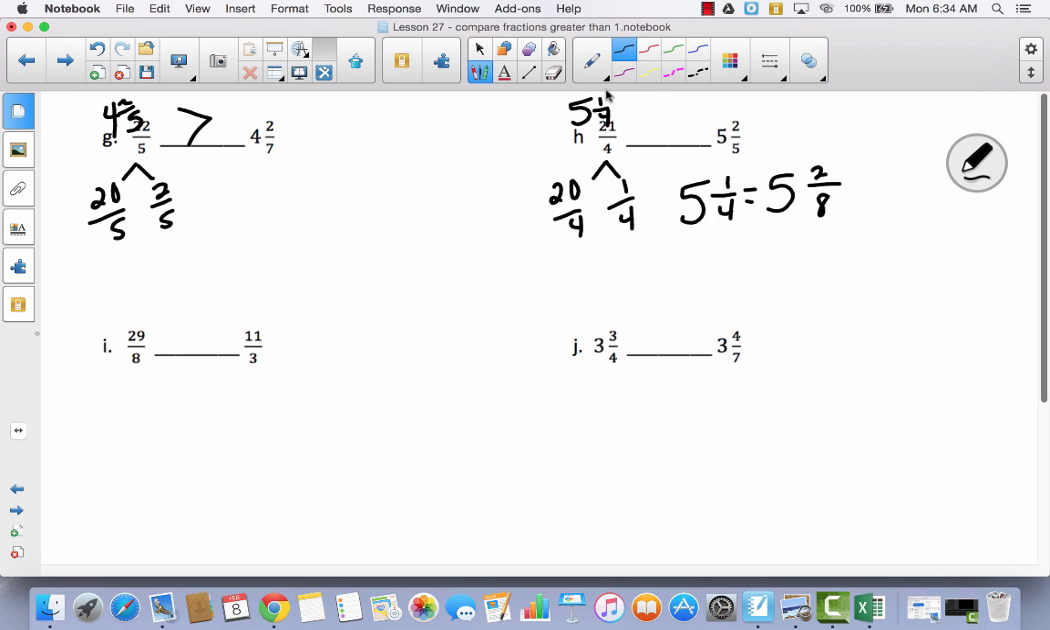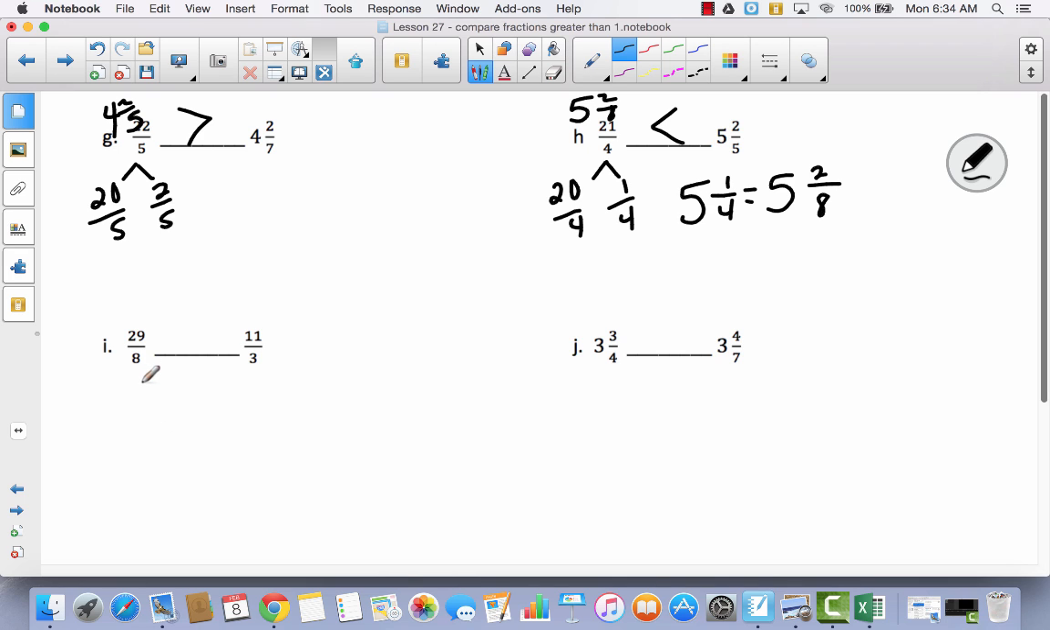Now what do you notice? Now, instead of 5 and 1/4, I've got 5 and 2/8. And even though my denominators are not the same, what do you notice about my numerators? They are the same. So now, since I know that eighths are smaller than fifths, if I have 2/8, I have less than if I have 2/5 because fifths are larger than eighths.